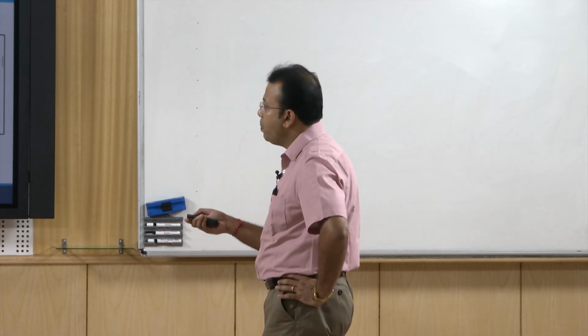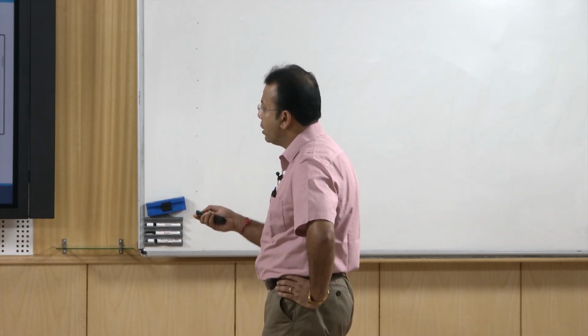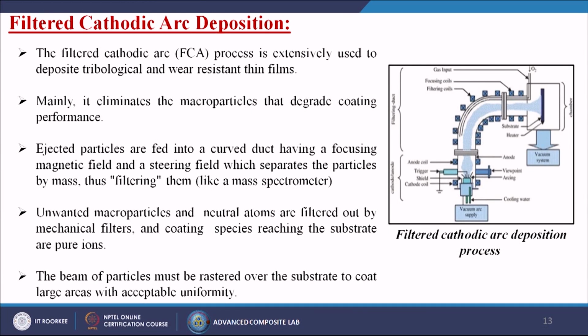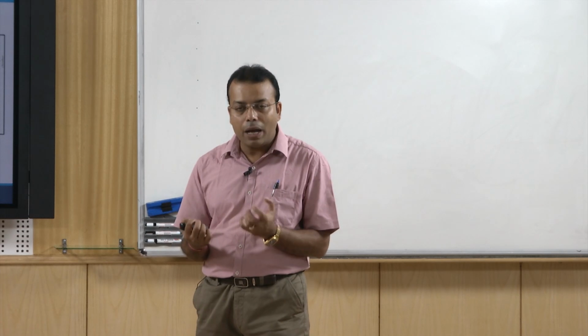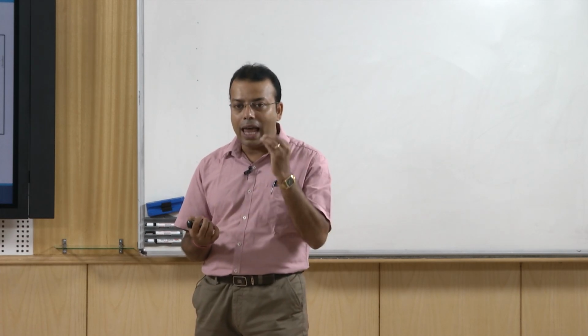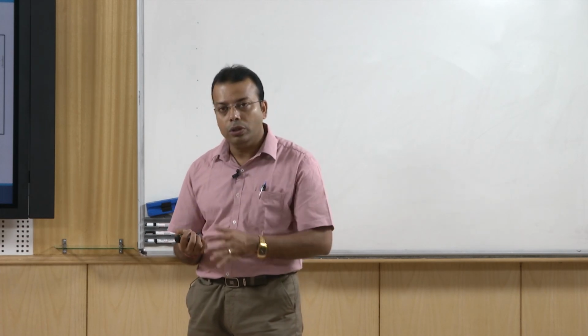So, here ejected particles are fed into a curved duct. So, you can see there is a duct over there. Through this duct your particles are going through and then falling onto your substrate material. A steering field separates the particles by mass, thus filtering them like a mass spectrometer. So, here there are several kinds of filtering coils which are absorbing the bigger particle size and only allowing the small particle size to go.